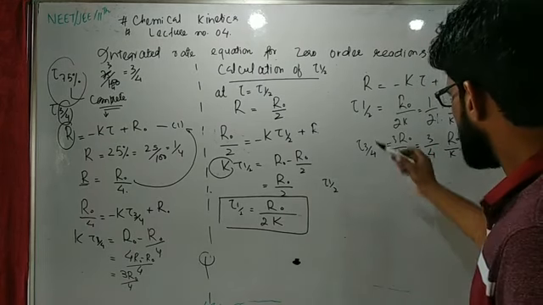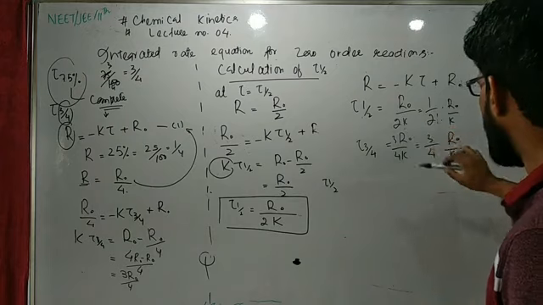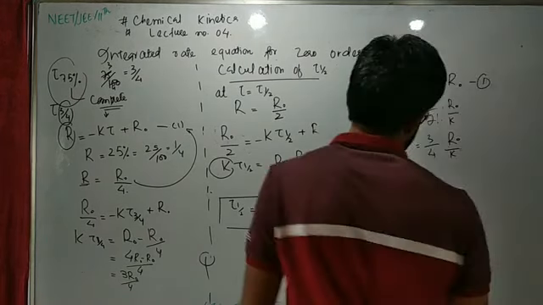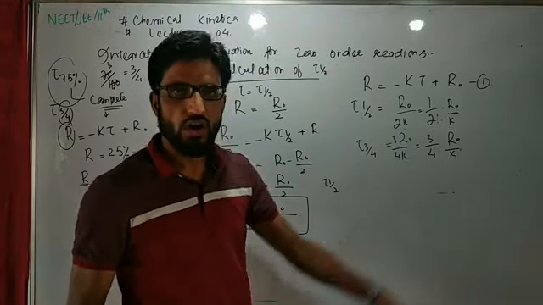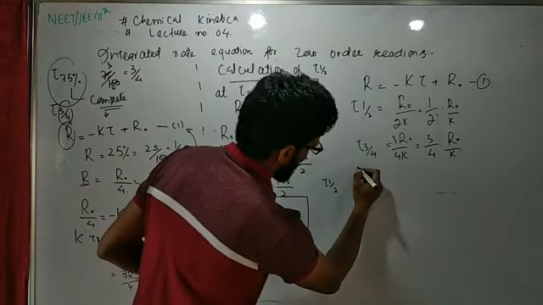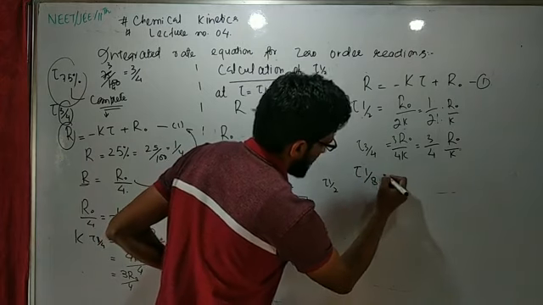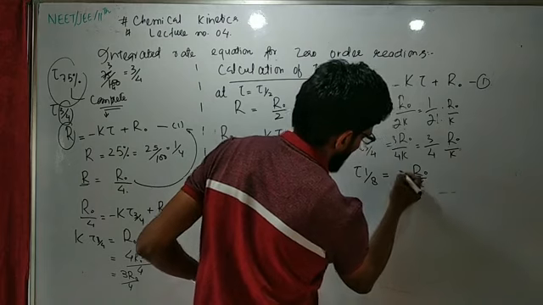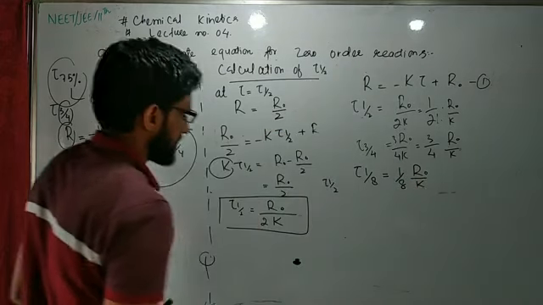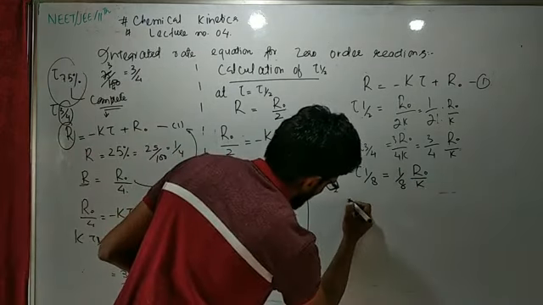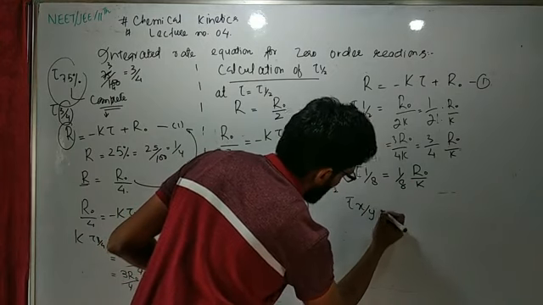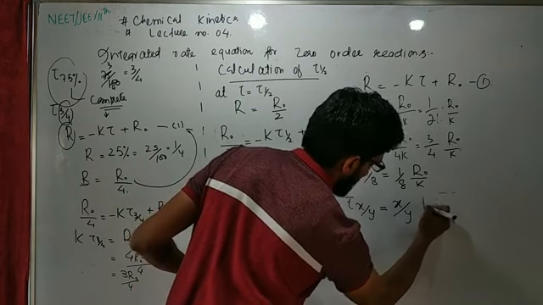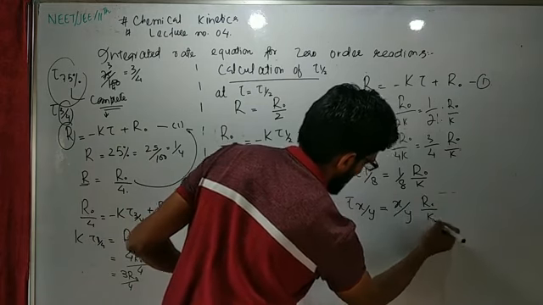That means T half will be equal to R naught by 2K, or 1 by 2 into R naught divided by K. T 3 by 4 will simply be equal to 3 by 4 R naught by K. Similarly you can calculate T 1 by 8, which will simply be equal to 1 by 8 R naught divided by K. So you can write the general equation T x by y that is simply equal to x by y R naught by K.